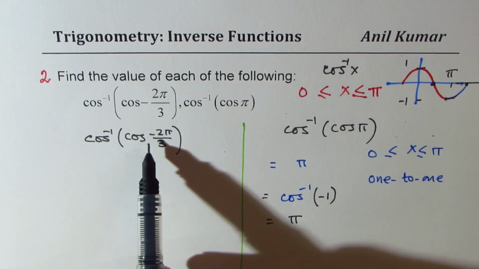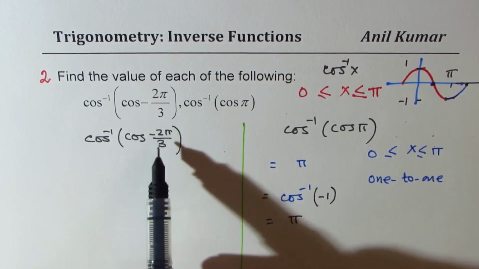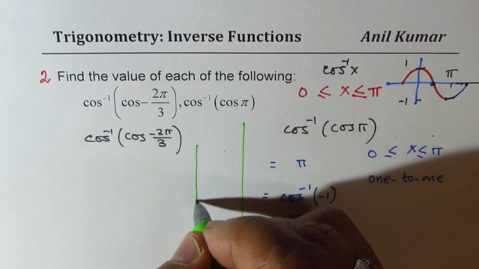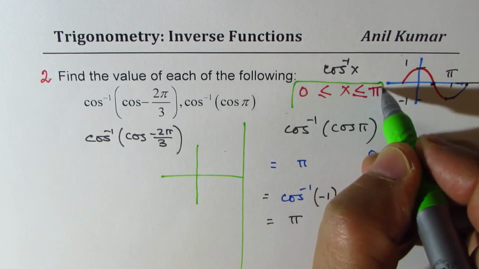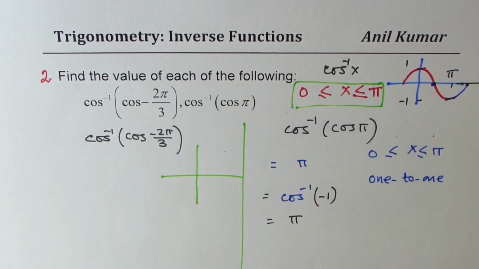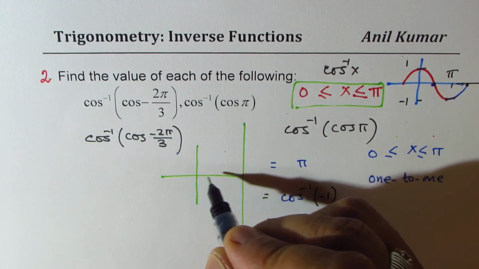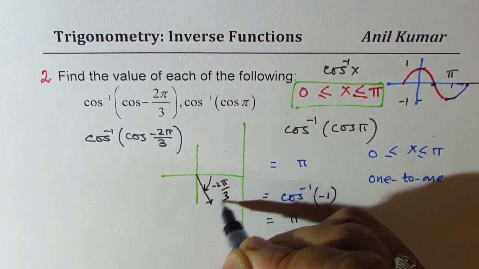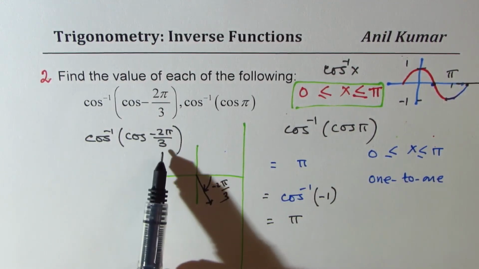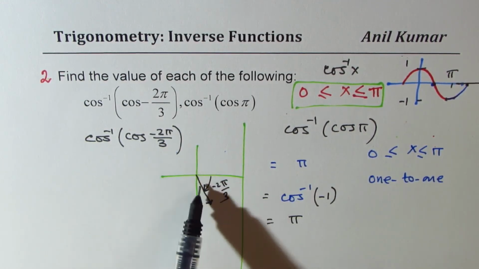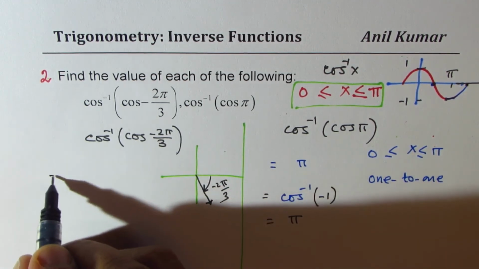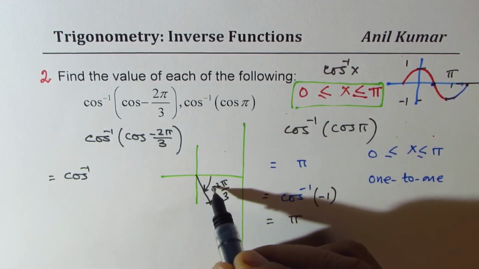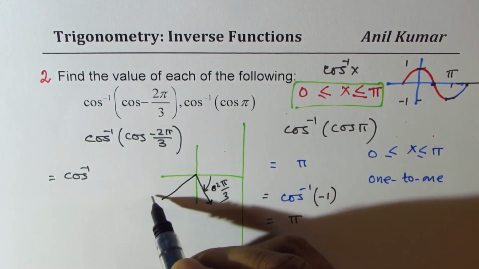Now in this case, cos inverse of cos of minus 2 pi by 3. Now minus 2 pi by 3, if you see, is not in the given domain. Minus 2 pi by 3 means that, so it is here, minus 2 pi by 3. So you will not get minus 2 pi by 3 as your answer. That's what I'm trying to show you here, right? So let's try to solve this. So we get cos inverse of 2 pi by 3.